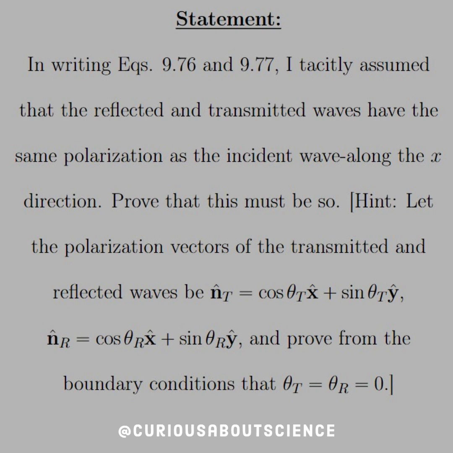Hint, let the polarization vectors of the transmitted and reflected waves be, for the transmitted, cosine theta t x hat plus sine theta t y hat, pretty standard, and same thing for the reflected, and prove from the boundary conditions that theta t and theta r equal 0. Okay, so we're going to get the same direction for the x polarization direction.